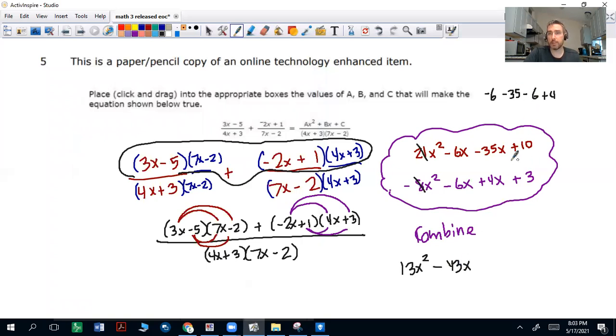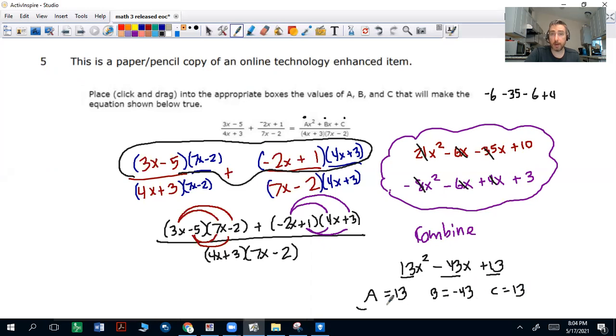And then finally, we have this, so I'm going to get rid of those. We have this 10 and 3, it's 13. So all that kind of simplifies to one expression. Well, guess what, guys? You have your numbers now. A, B, and C are the same numbers as 13, negative 43, and 13. So A is going to be 13. B is negative 43, and C is 13.